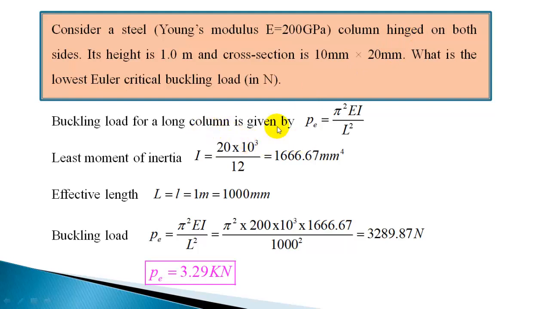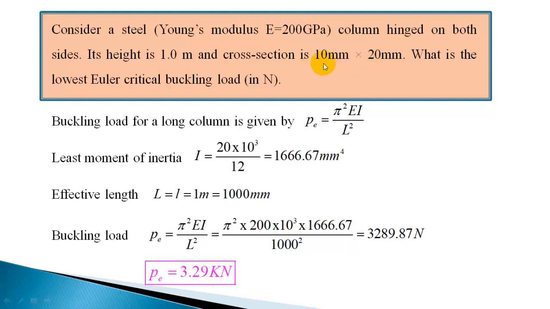So you know Euler's buckling load P is equal to pi square EI by L square, and you can find the moment of inertia of the column cross section. Since it has a cross section of 10 mm by 20 mm, you need to find the least moment of inertia. There are two values for moment of inertia: one is bh cube by 12 and the other is hb cube by 12. So you can calculate 10 into 20 cube by 12 as one value, and another value is 20 into 10 cube by 12.